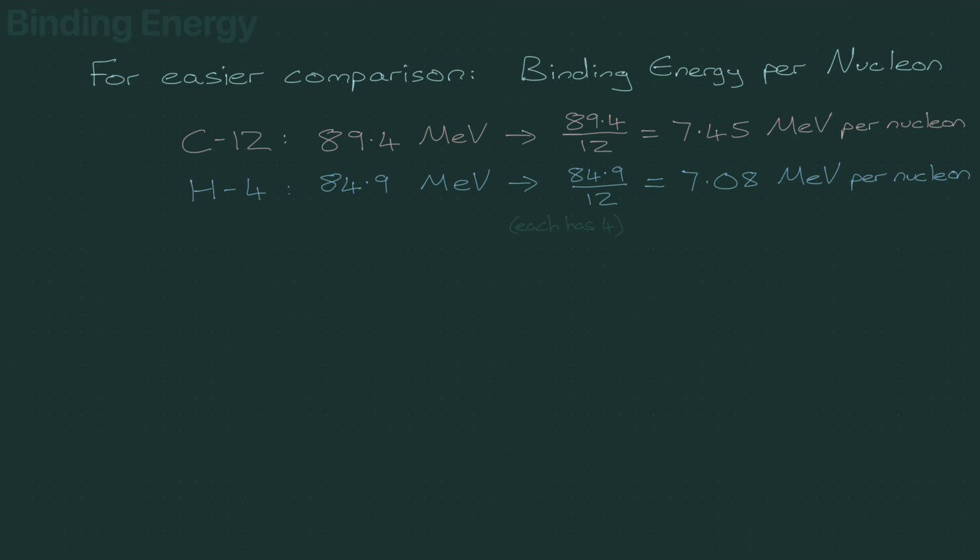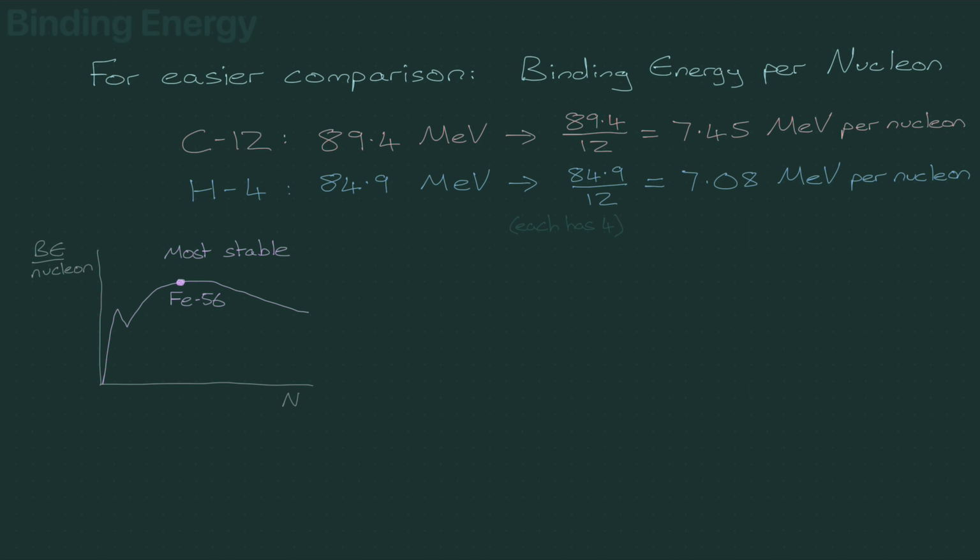We can do this calculation for every nucleus and plot a graph of number of nucleons against binding energy per nucleon. The nucleus with the highest binding energy per nucleon is the one that releases the most energy when it is formed, so the most stable. And here is the graph. At the peak is iron 56, the most stable nucleus.